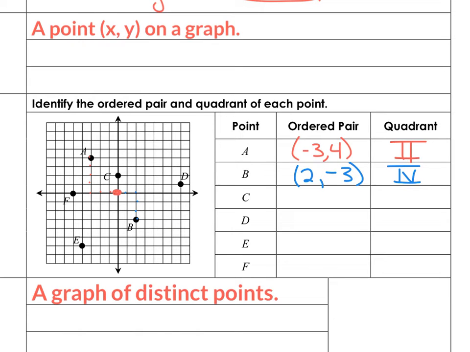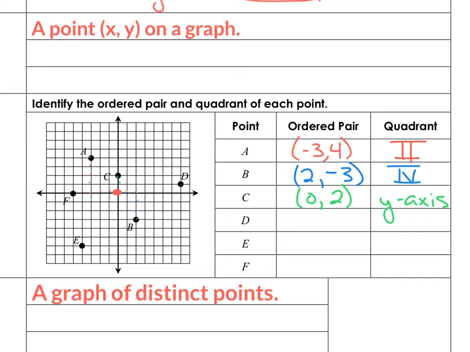The next one, point C. Point C, we don't move right or left, so that is 0. We can have zeros on here. We just move up 2, so it's a positive 2. That is actually not in a quadrant. We're just going to say it's on the y-axis. You could put other things there, like you could put not applicable if you wanted to, but we're going to put y-axis just because I wanted to.